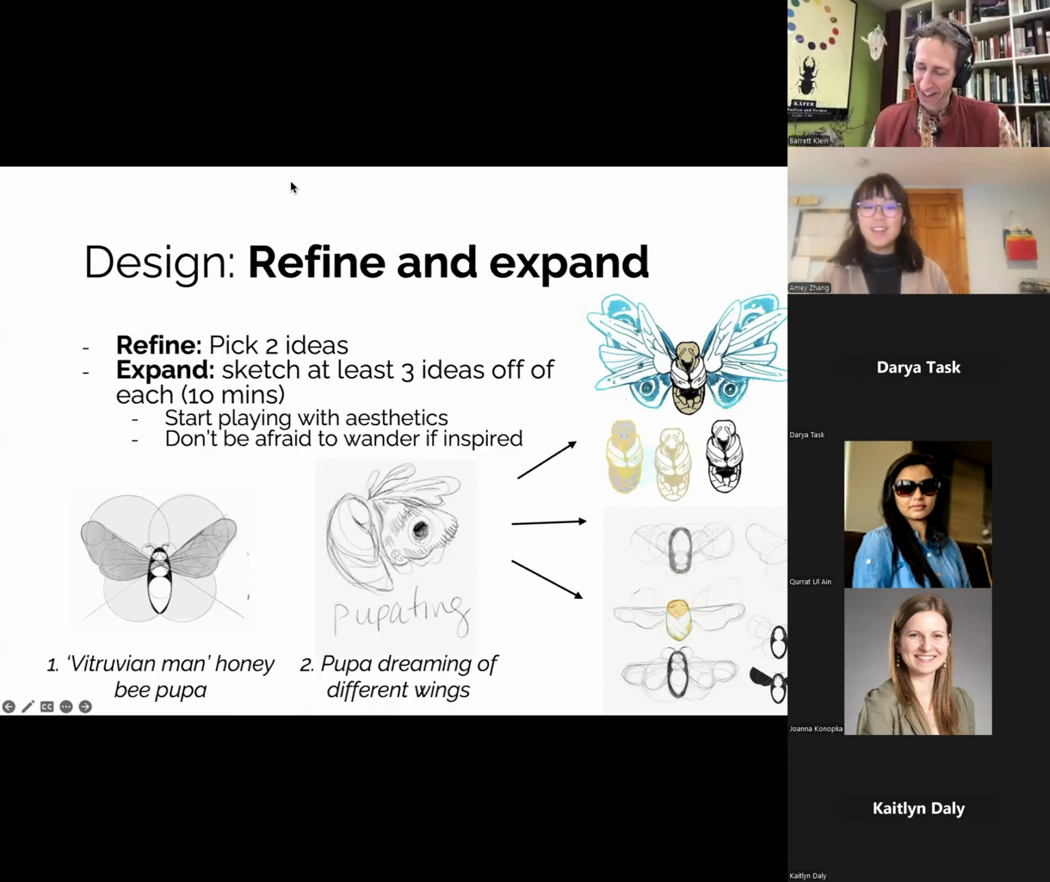And part of that for me involves, if you think an idea has potential, making multiple aesthetically different versions of that. So as we'll see, the pupa dreaming idea I have here has a lot of different versions, and I think some of these are pretty ugly.